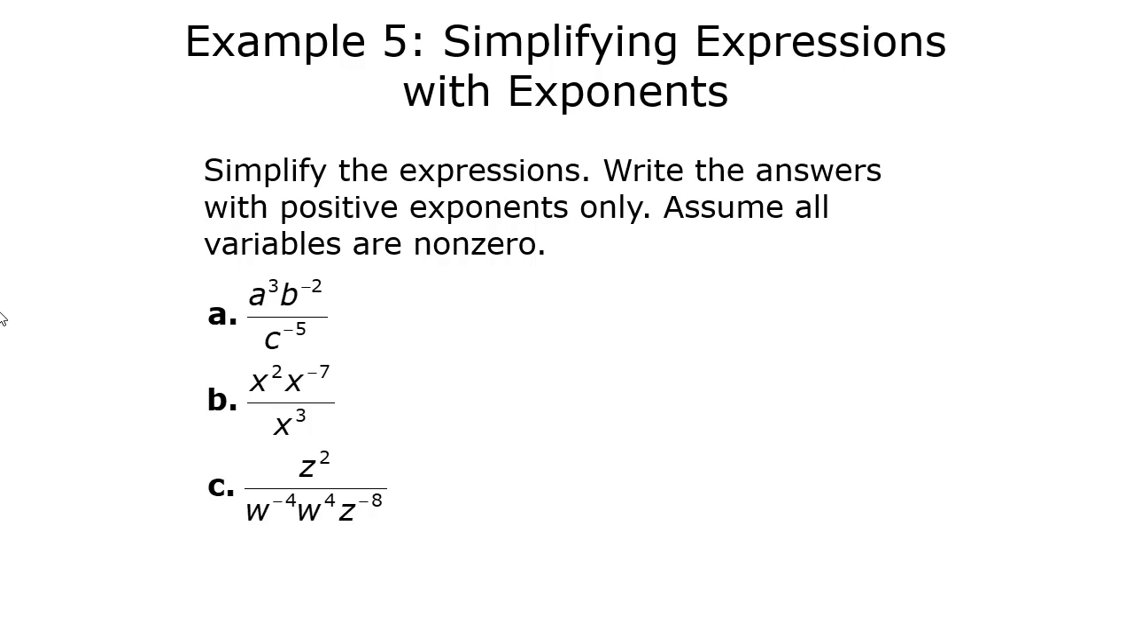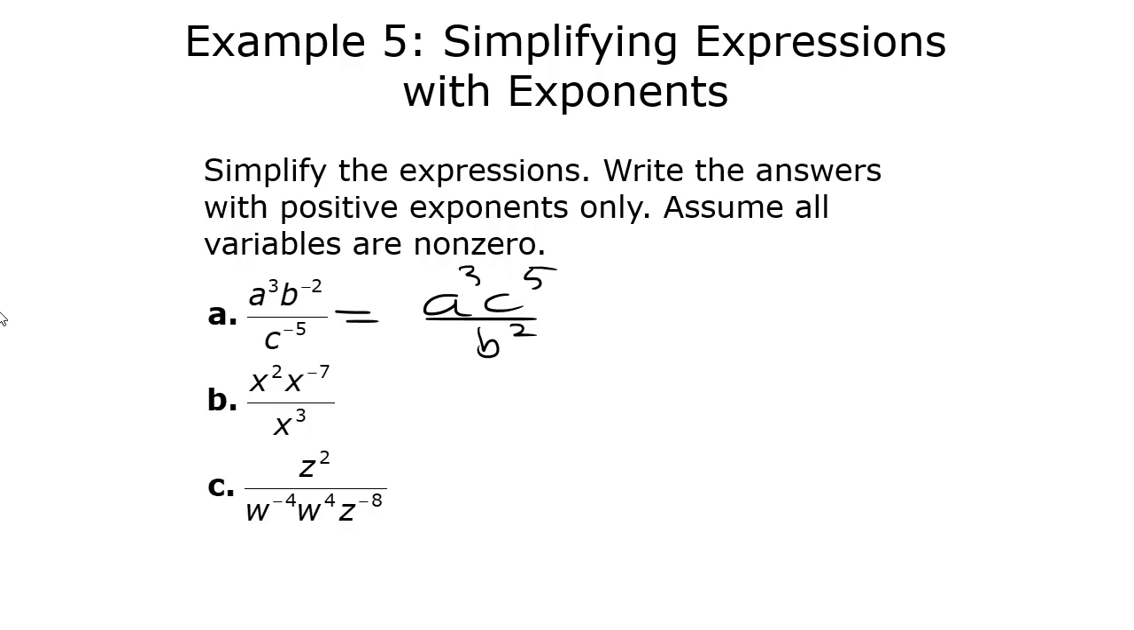Well, we've already seen that when we have negative powers stuck in these multiplication things, they're just going to trade teams, right? They're going to defect to the other side. So we're going to get a cubed c to the 5th all over b squared.